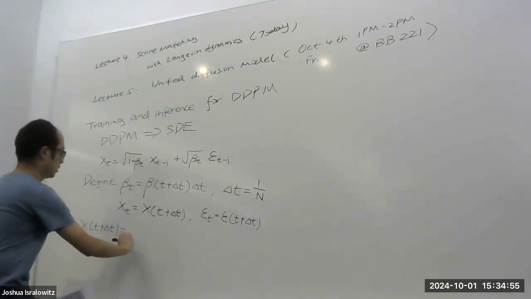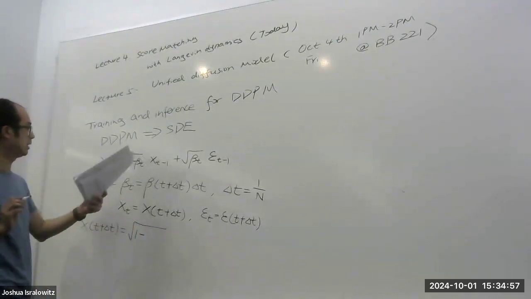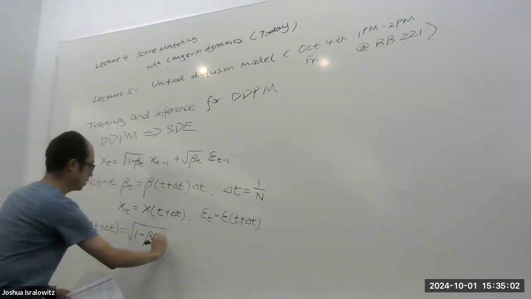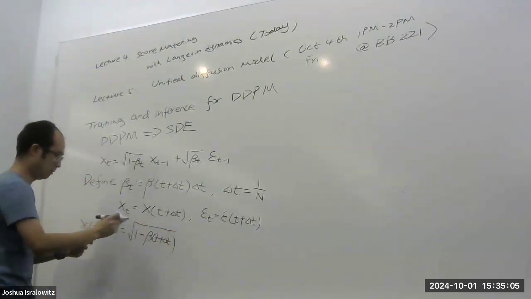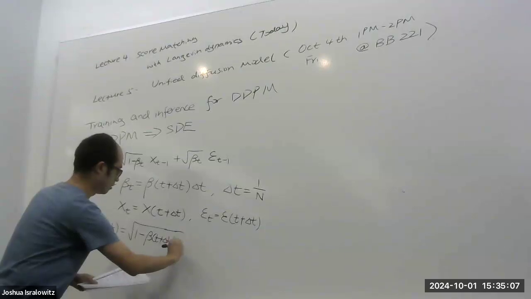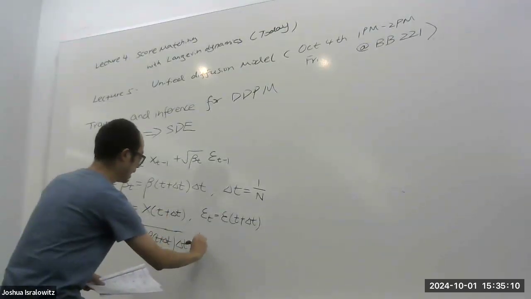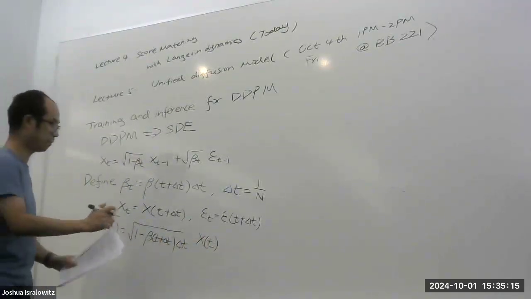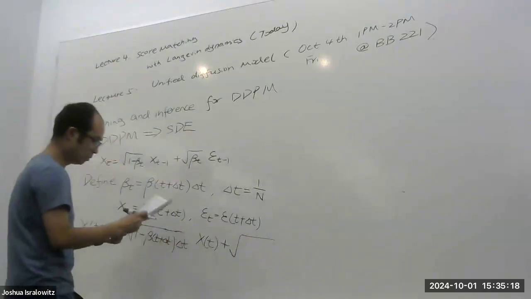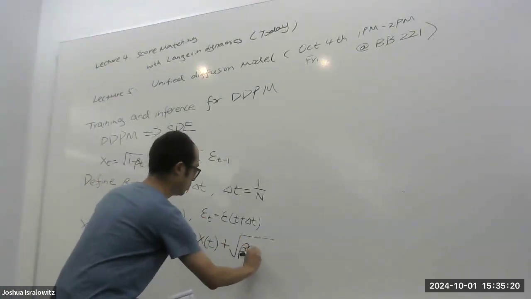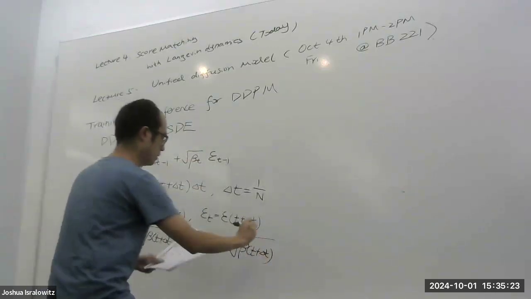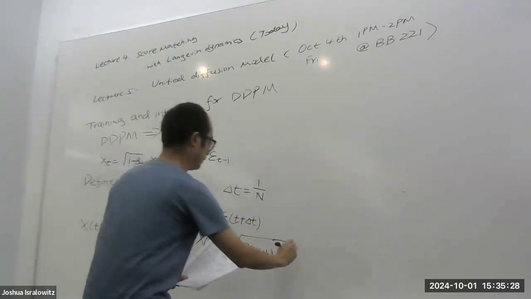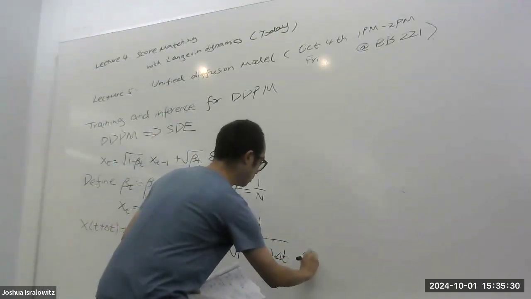This is 1 minus beta_{t+Δt} delta t times xt plus square root of beta_{t+Δt} times delta t, same thing, epsilon t.